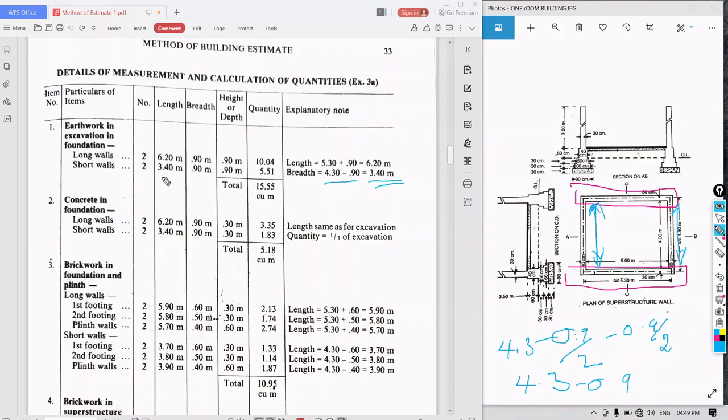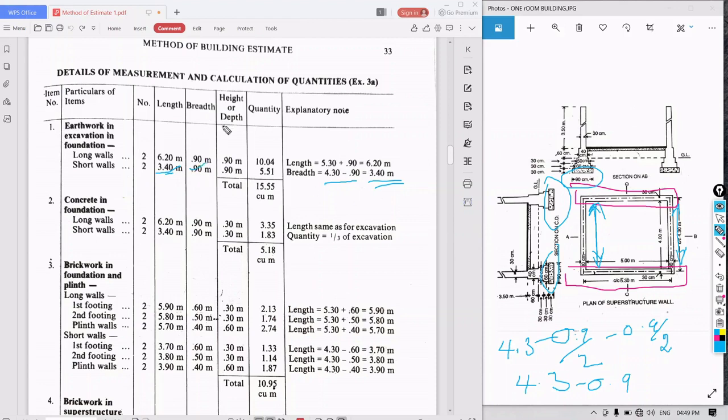Okay, so short wall length is what? 3.40. Okay, in long wall we will add the width of the foundation at that level, whatever the level. We will add there. In short wall we will subtract that. Okay, so what is the breadth? Same as that of long wall.